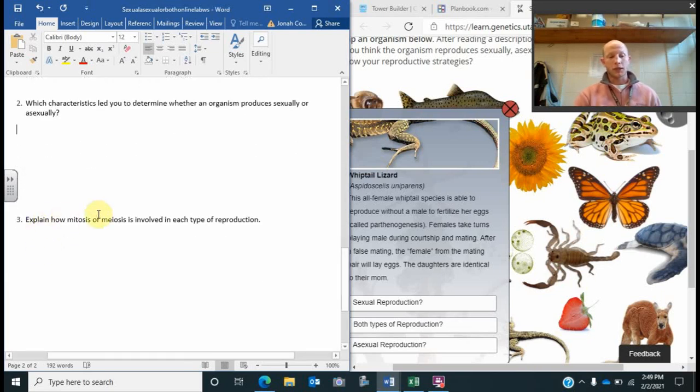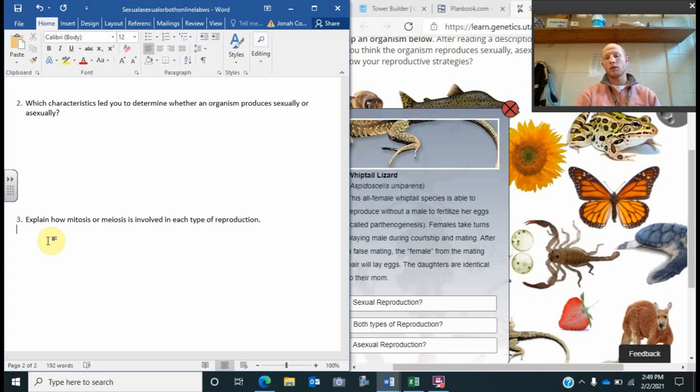And then explain down here how mitosis or meiosis is involved with each type. So mitosis we know is involved with asexual reproduction because in mitosis, we start out with one parent cell, and we end up with two daughter cells, and both of these daughter cells are identical to the parent cell. And meiosis, if we look at that, we start out with one parent cell. We come out with four genetically different, or we call them genetically unique. If you're unique, that means you're different. We find we have genetically unique offspring there.